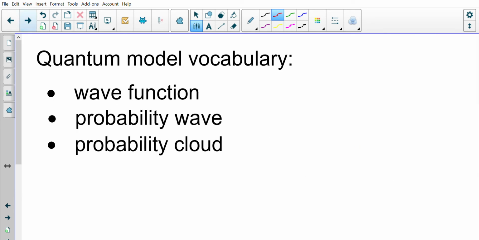So quantum model vocabulary. Just so you know, if you see a question and it refers to the wave function or the probability wave or probability cloud, all of those things have to do with the quantum model. And so the wave function is the same thing as a probability wave, and a probability cloud just means that sometimes we can call the orbits of the electrons probability clouds instead of orbitals, but same idea.